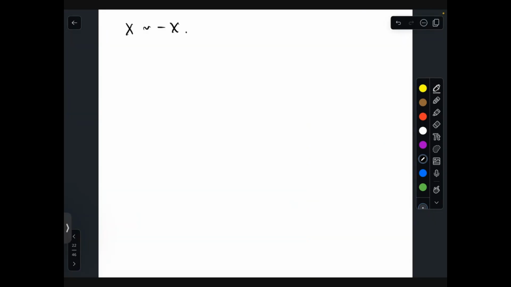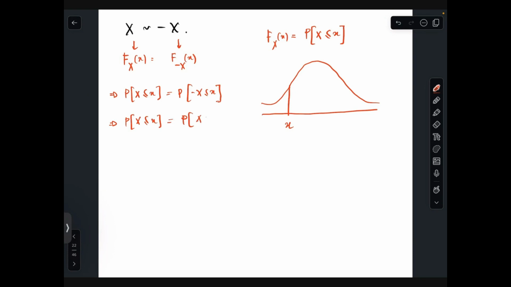X and minus x have the same distribution, right? So let's do it from the very beginning. Understand that if x and minus x have the same distribution, how do we define a distribution? We define it by the cumulative distribution function, right? So how do we define the distribution of this? Let's say this is defined as the probability that X is less than x equals the probability that minus X is less than x. And of course, let's say this is 0.